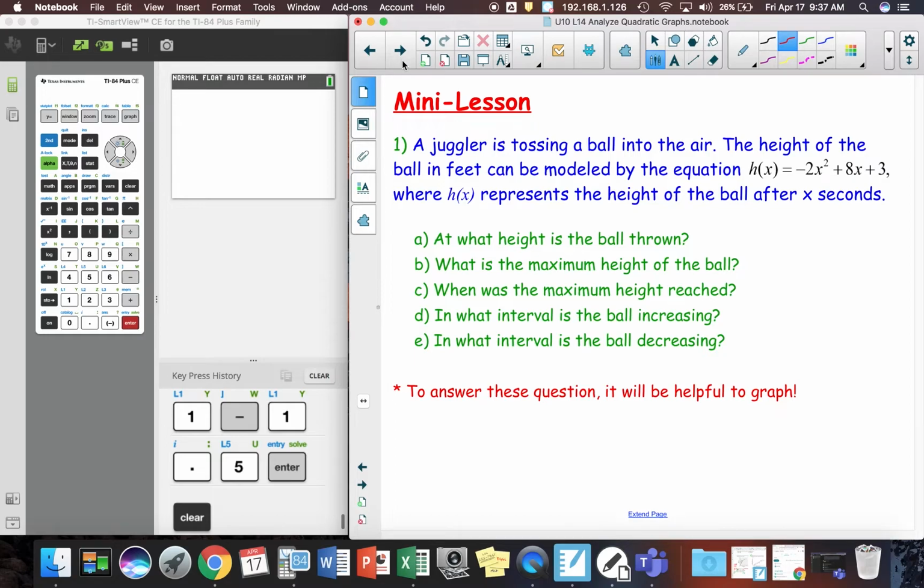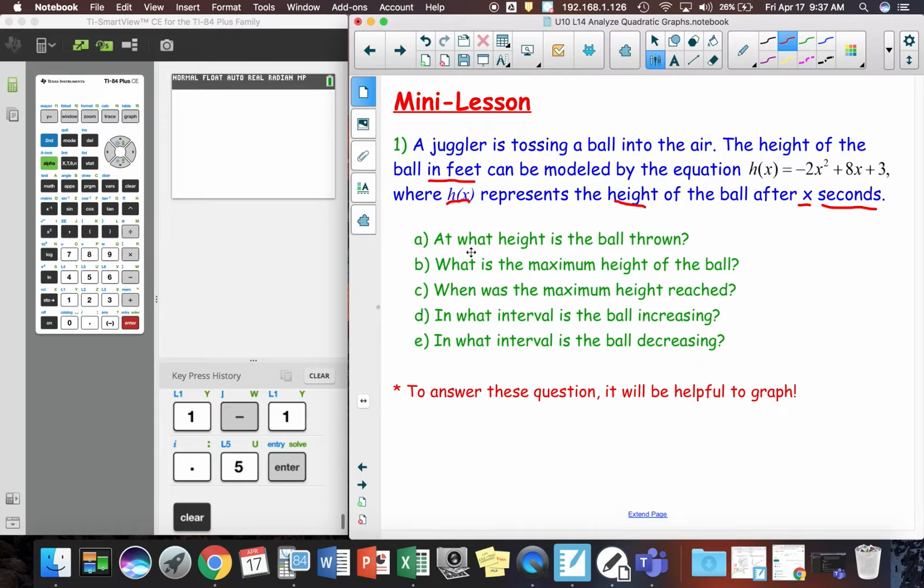Alright, moving on. So we have this problem here. A juggler is tossing a ball in the air. The height of the ball in feet, that seems important, let me underline that, can be modeled by the equation h of x is equal to negative 2x squared plus 8x plus 3, where h of x, a lot of times when you see h, it really means height. So h of x represents the height of the ball after x seconds. So x is going to be time. They usually use t for time, but sometimes they can use x.